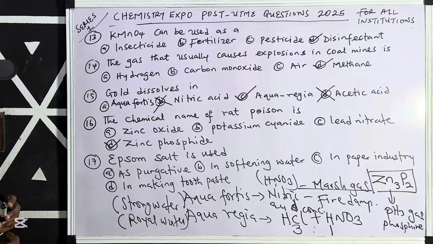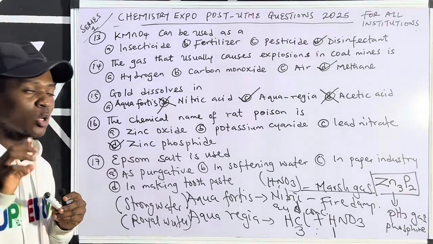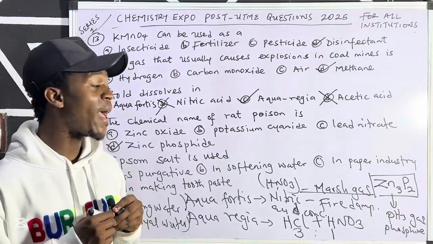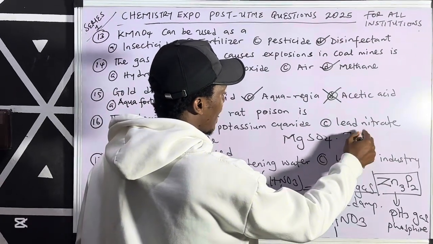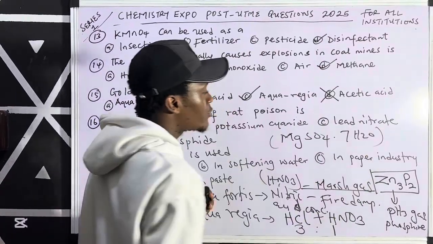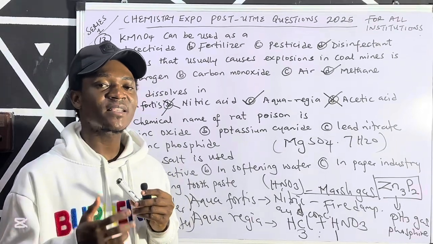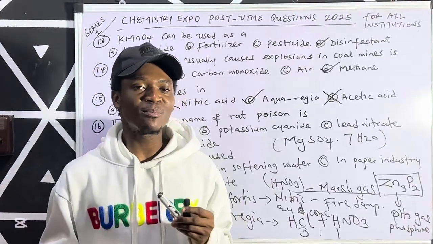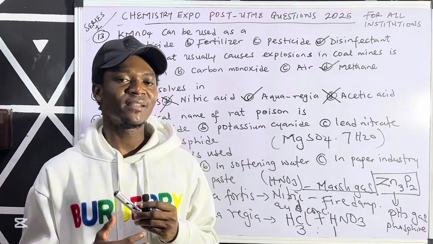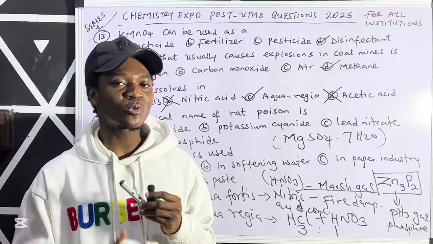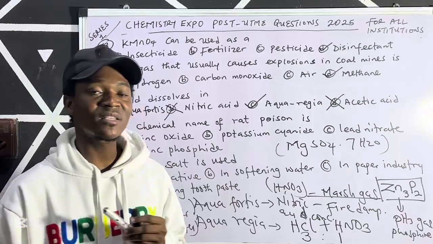Then question 17. Epsom salt is used, first and foremost, what is Epsom salt? Epsom salt is magnesium sulfate heptahydrate and is often used as a laxative. And what are laxatives? They are simply used to prevent constipation and also to regulate stomach ache. It tends to actually calm the stomach ache. Talking about constipation, indigestion, they are basically used for that.